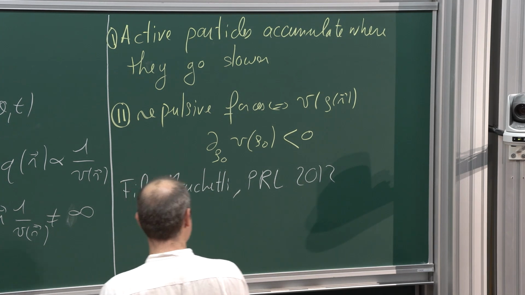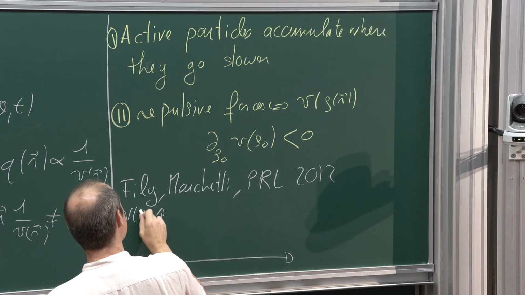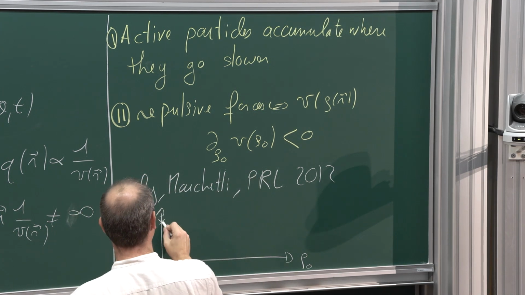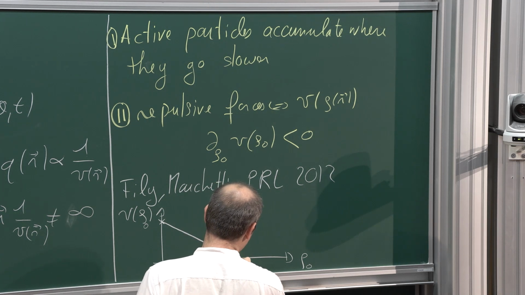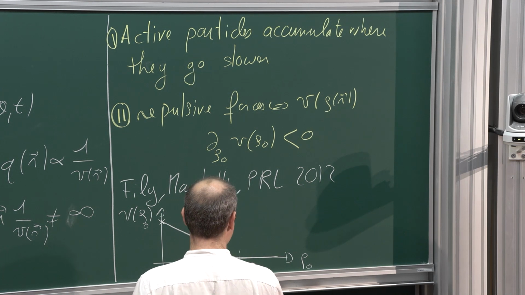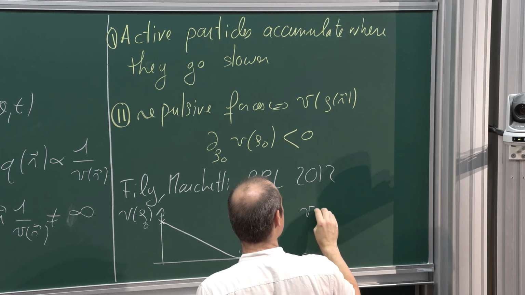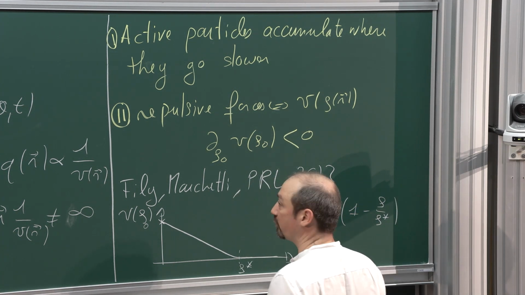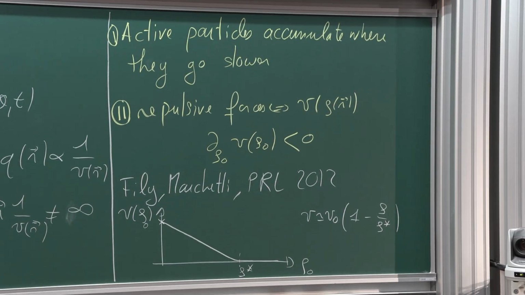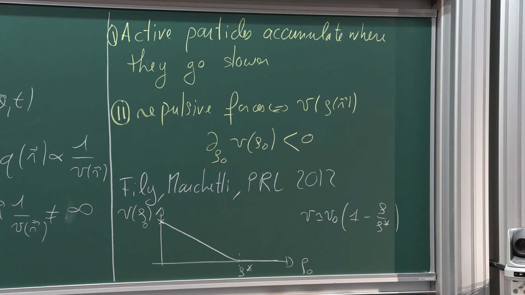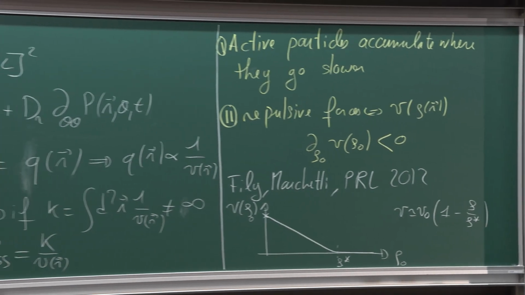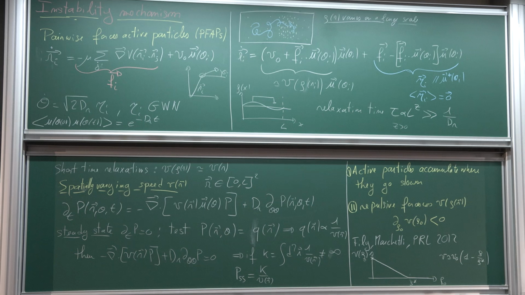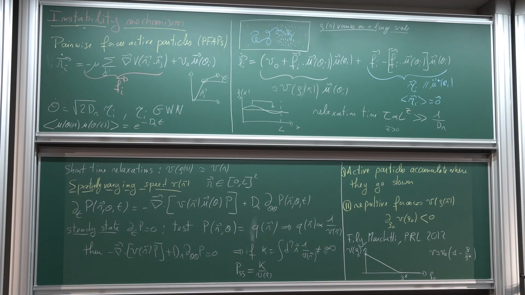And what they found was that if I plot the average speed of particles in a uniform system of density rho naught, I have essentially a linear decay with a rounding close to some density rho star. So what you find is that V is essentially V naught times 1 minus rho over rho star. That's a numerical result. Okay, so we have two ingredients. Particles accumulate where they go slower, and they go slower where they are denser. What I want to show now is that this typically gives you a linear instability towards phase separation.